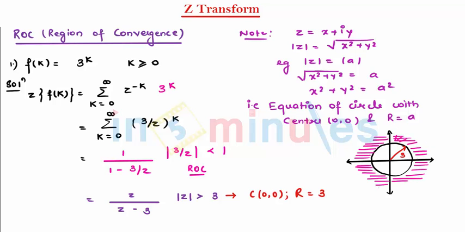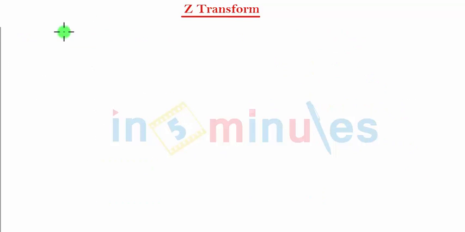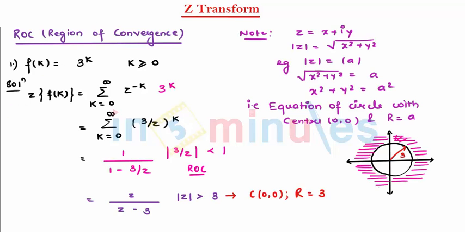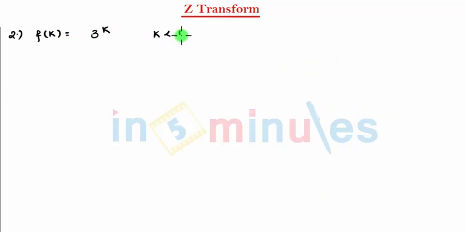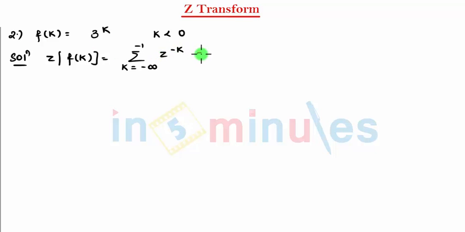In a similar way, I define one more sum, that is sum number 2. Let's say f of k is again the same function, 3 raised to k, but now I define it for k less than 0. So the solution tells me that Z of f of k is equal to the summation. Since it is k less than 0, k starts from minus infinity to minus 1, z raised to minus k, and my function is 3 raised to k. So we can write this as k equal to minus infinity to minus 1, 3 by z whole raised to k.